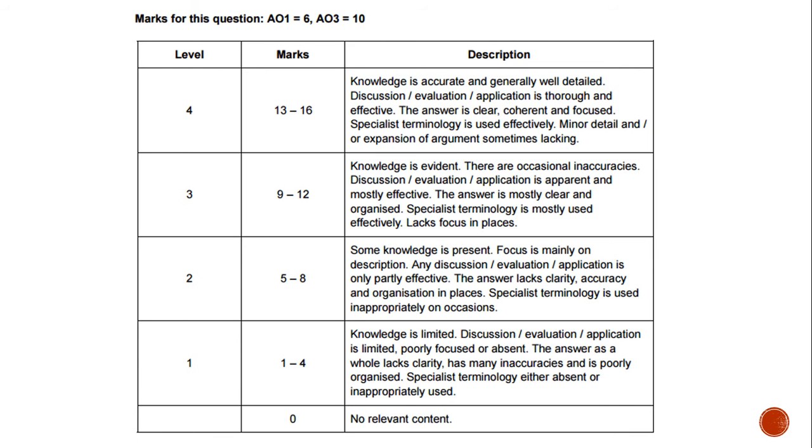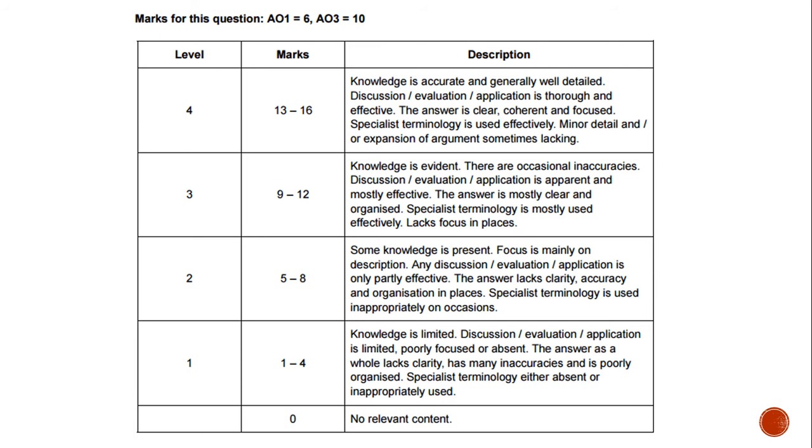And then it talks about application here, which isn't relevant. However, discussion and evaluation is thorough and effective, and mostly effective, and then dropping down, partly effective, and poor or limited. And the way that I personally think you drop down those is depending on how effectively you use your explain sentences. So at the top level, we'd see giving a point, giving an example, explaining how that example illustrates the point that you're making, illustrates some issues, and then linking it all back to gender bias.